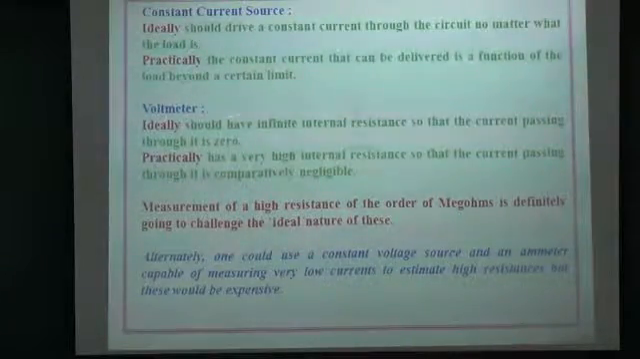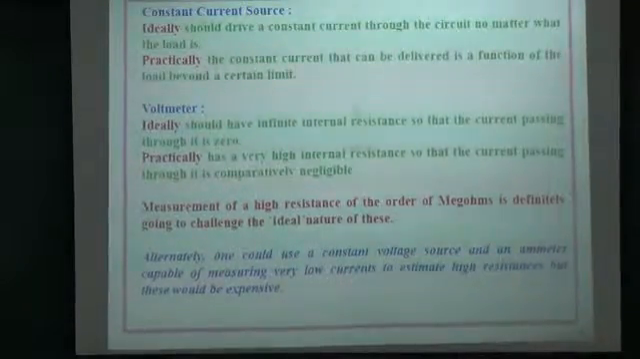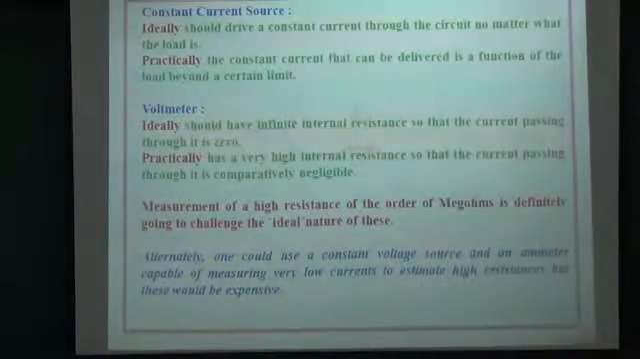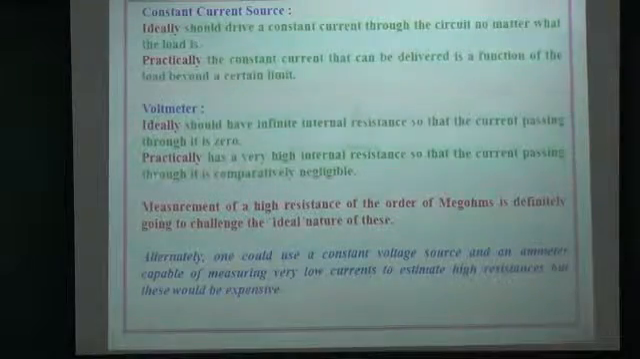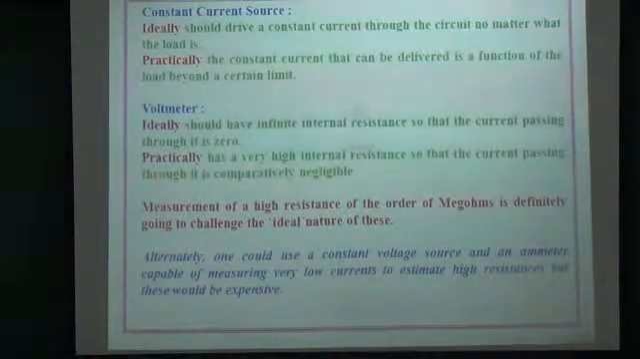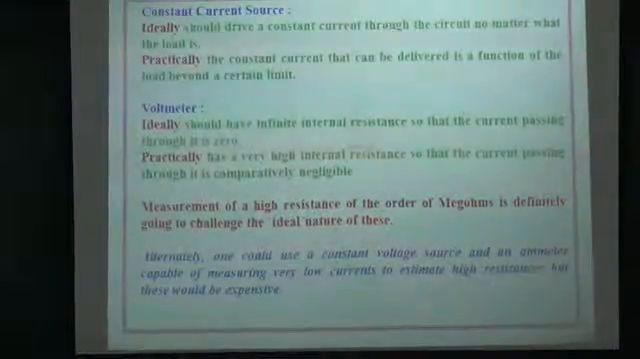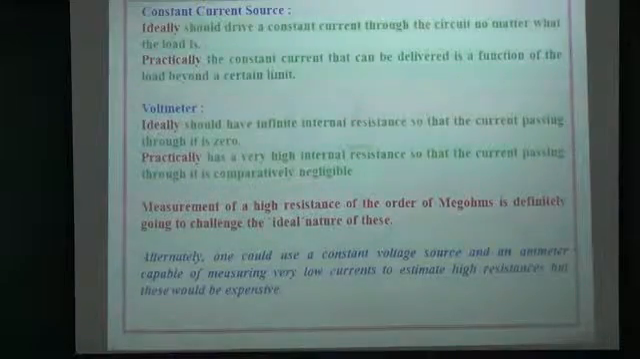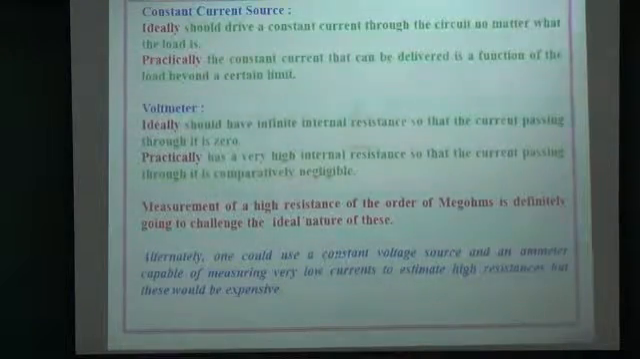Similarly, an ideal voltmeter should have infinite internal resistance so that the current passing through it is equal to 0. This was the discussion regarding 2 probe and 4 probe. Practically it has a very high internal resistance, so the current passing through it is comparatively negligible. Measurement of high resistance of the order of mega ohms is a challenge for the ideal nature of these two. One could use a constant voltage source and an ammeter capable of measuring very low current, because we can take a limited power supply.